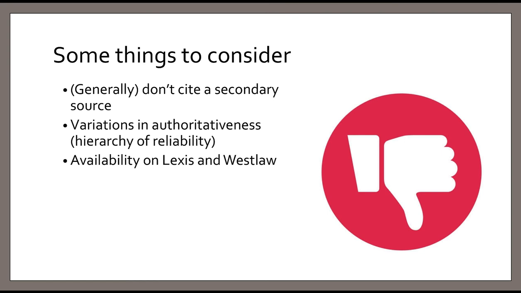As a broad category of materials, secondary sources range in level of authority. Some, like treatises, are highly respected and valued. Others, like encyclopedias, are handy but less authoritative. The videos that follow will discuss the level of authority of each type of secondary source.